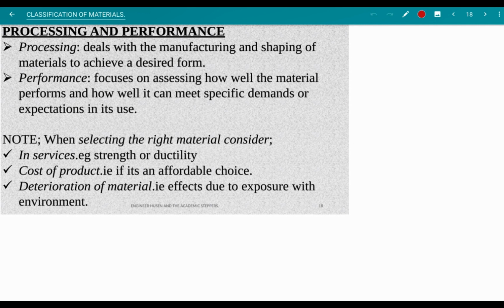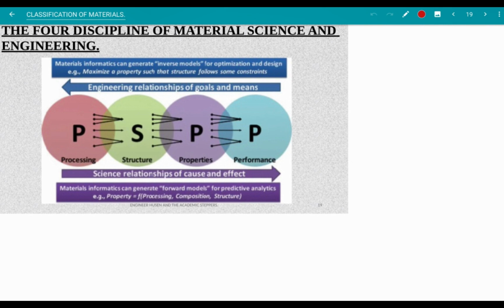Now, once you understand that, you need to understand that we have 4 disciplines under material science and engineering. These disciplines will help you understand exactly how things move under material science and engineering. And the 4 disciplines involve processing, structure, property, and performance. In short, it's known as the PSPP. So this shows a relationship that we have under material science and engineering.